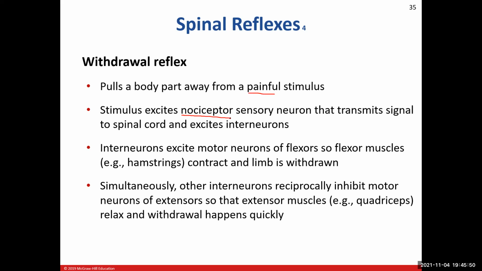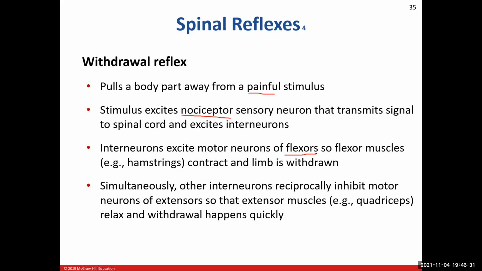Okay, but the nociceptor picks up the pain stimulus, transmits that pain information along the sensory neuron into the spinal cord, and then we're going to excite some interneurons. Those interneurons will then excite our motor neurons to the flexor muscles. So if it was our upper extremity, the flexor muscles would be the biceps brachii, that would bend the elbow, okay? In the lower extremities, our flexor muscles are going to be the hamstring muscles. They're going to bend the knee. So that will cause the muscles to contract, and the limb will withdraw from the painful stimulus.